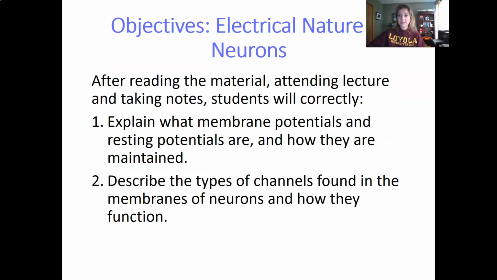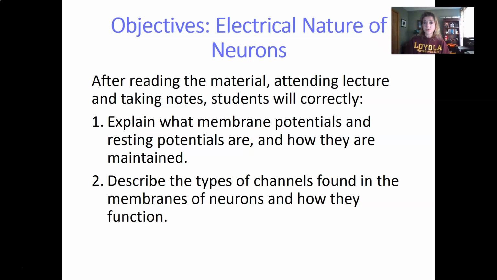So after listening to this, you should be able to explain what membrane potentials are and what resting potentials are and how they are maintained. And number two, describe the types of channels that are found in the cell membranes of neurons, because those are the things that are going to maintain the excitability of these cells, which is really important. You know, if we put our hand on a hot stove, we want to be able to react right away. We don't want to have to wait a couple of beats, during which time we could damage our tissues before we respond. We want to be able to respond right away, and the channels are going to allow us to do that.